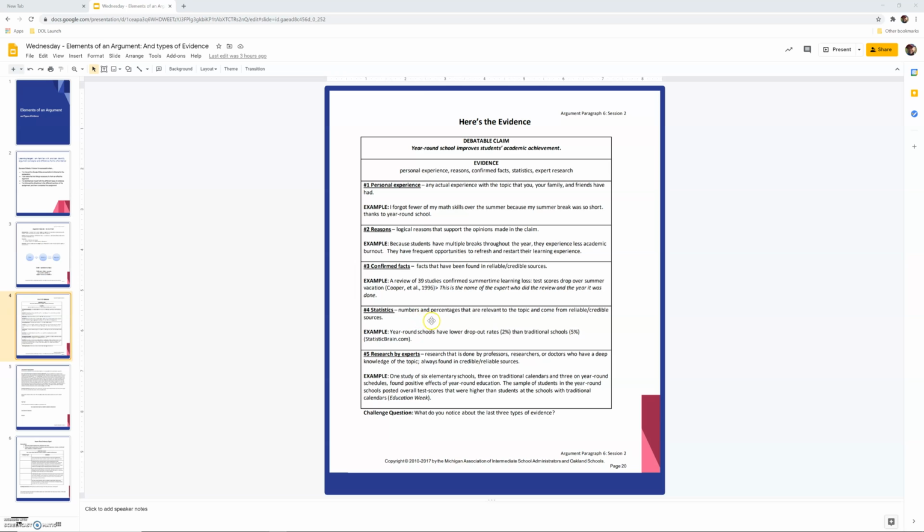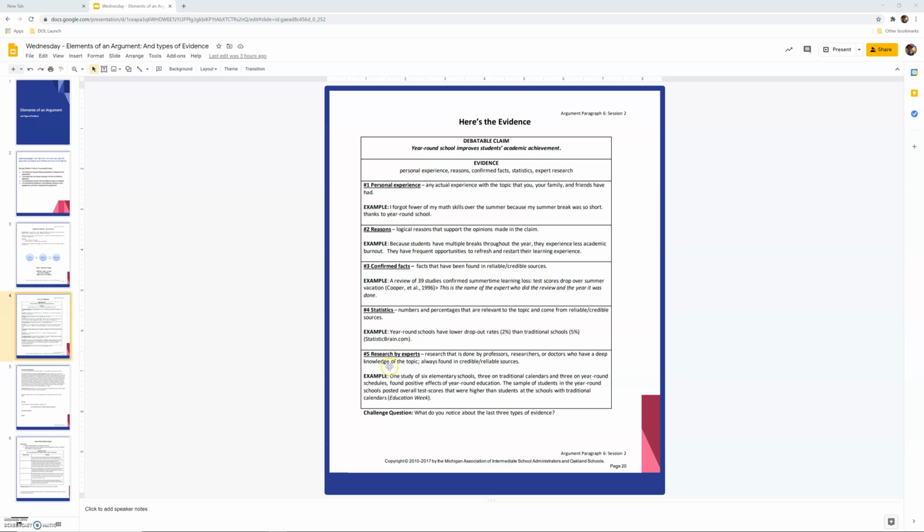So let's read right here. Year-round schools have lower dropout rates, 2%, than traditional schools, 5%, from statisticbrain.com. That is the example provided to us from Oakland Schools right here. I don't know that I would really trust statisticbrain.com as the most reliable and credible source. As I mentioned before, something like the Department of Education, something really credible like that, would be a better source for a statistic.